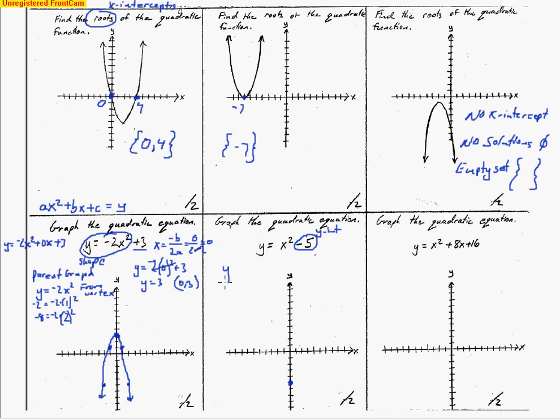So the parent graph is y equals x squared. Well, when you square 1 or negative 1, you get the same answer. So you just get a positive 1. So again, from the vertex, over 1, up 1. Over 1, up 1. And if I square 2, I end up with 4. If I square negative 2, I also end up with 4. So you go over 2 spaces from the vertex, up 4 spaces, and it gives you 2 points. And from there, you can draw the graph.